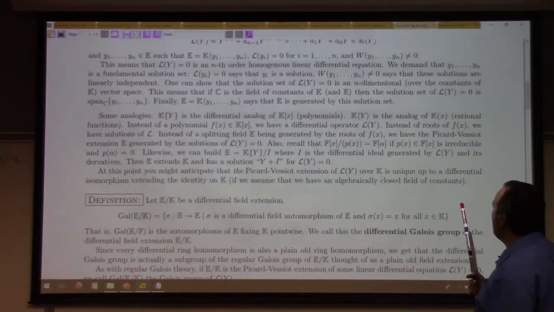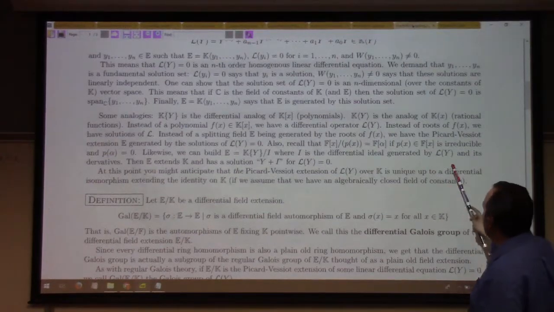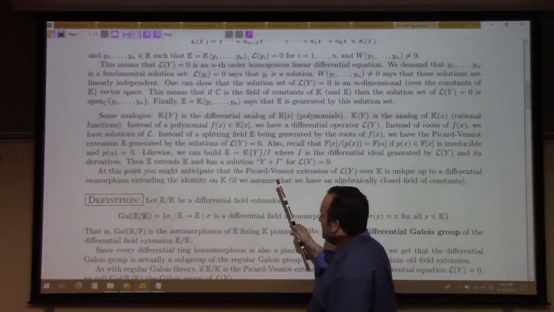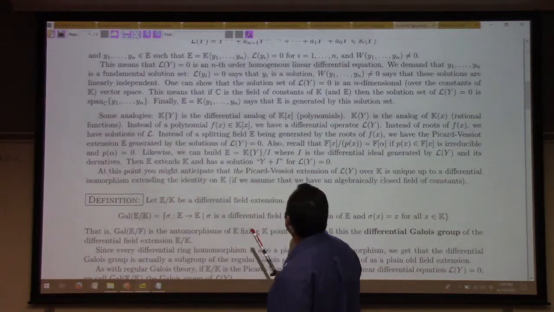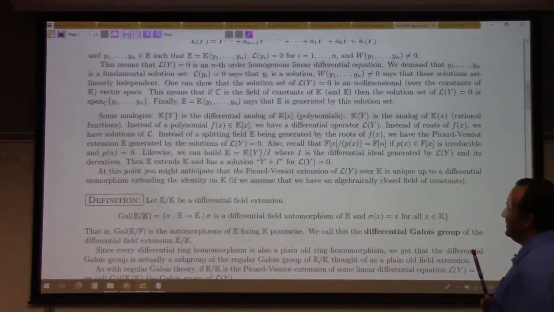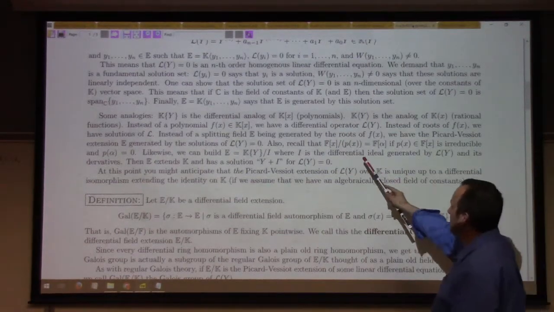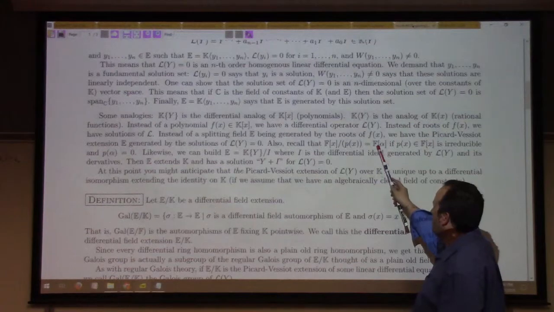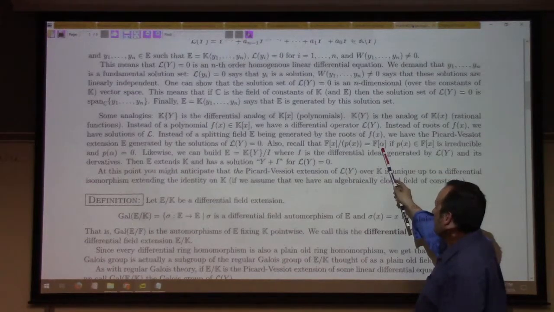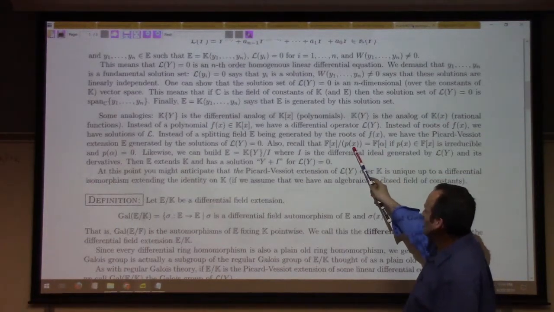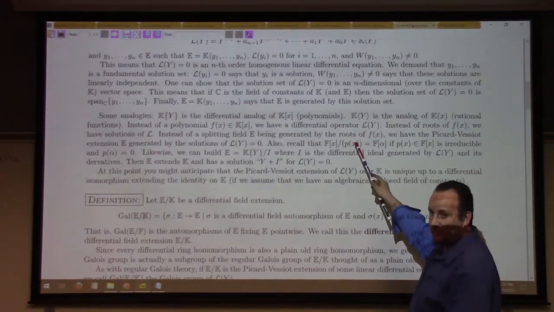So we have that the PV extension E is generated by the solutions of that. That's the analog of a splitting field. Okay, so what this was equal to that, right? This is the field generated by alpha if that's a 0 for this irreducible polynomial, right? We mod by that ideal.